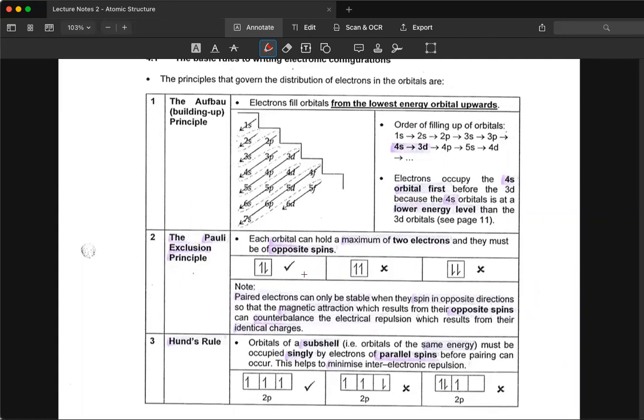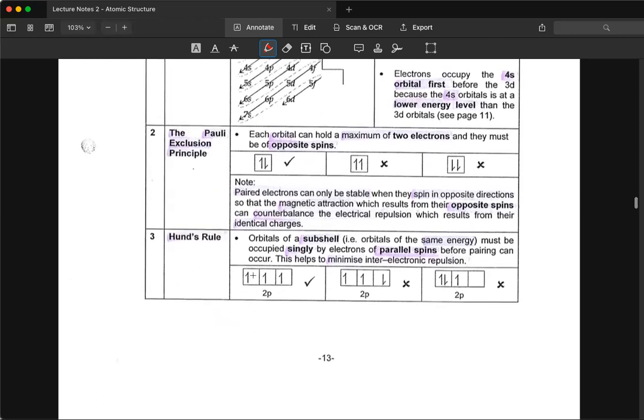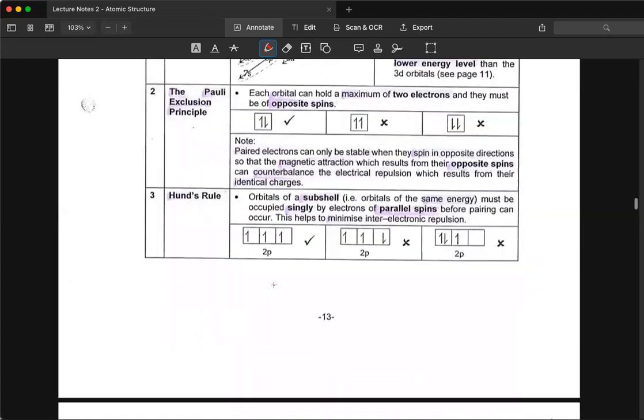Okay, next. Orbitals of subshell, according to Hund's rule. Orbitals of subshell refers to orbitals of the same energy. They must be occupied singly by electrons of parallel spin before pairing can occur. This will help to minimize inter-electronic repulsion. So it's important to fill up the electrons in single orbital first before pairing them up, because this helps to minimize electronic repulsions.